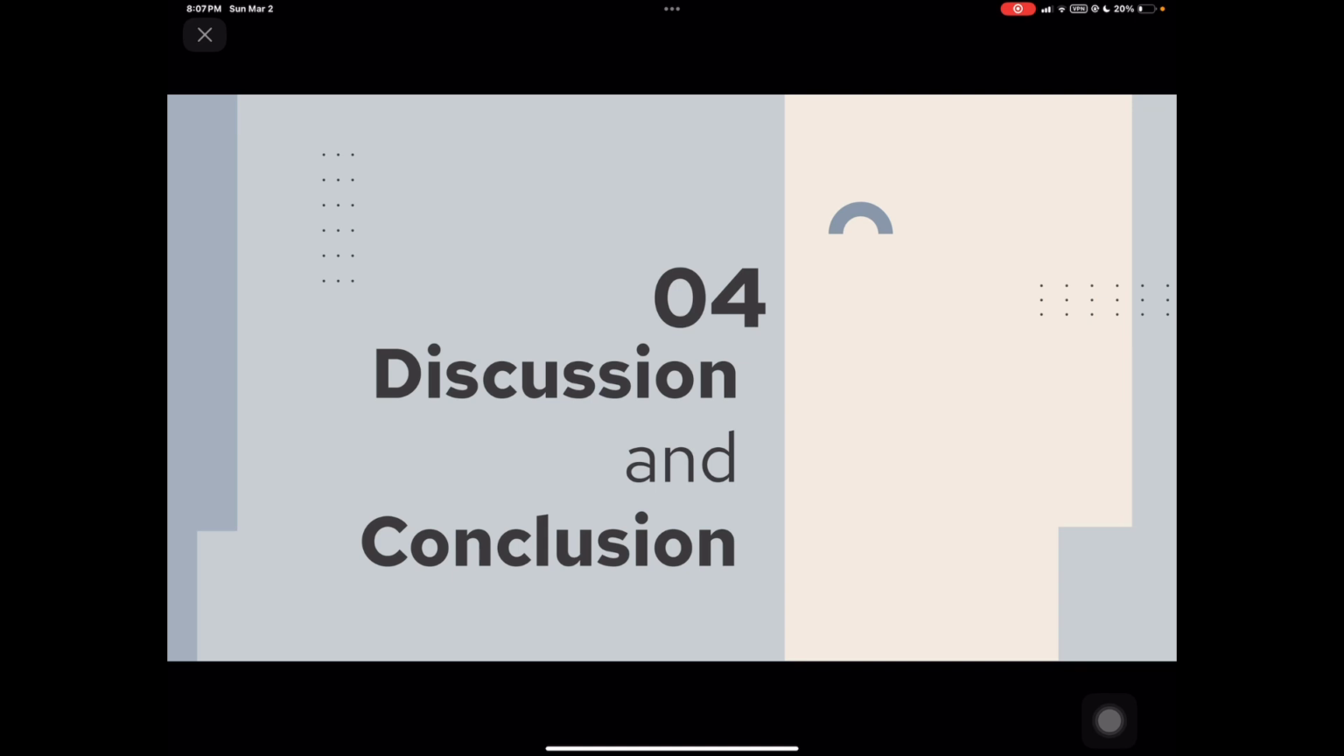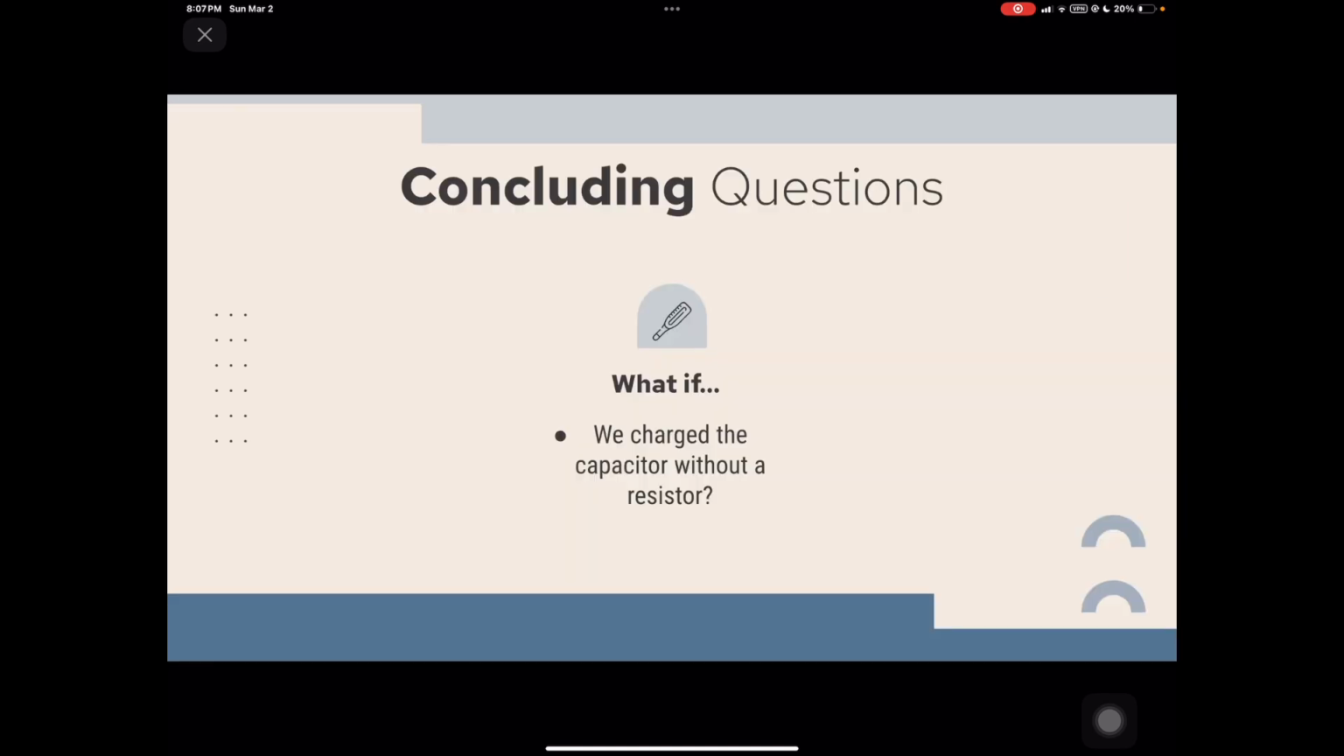Finally, we have a discussion and conclusion. So, concluding questions. What if we charged the capacitor without a resistor? Well, in theory, if we charged it without a resistor so it had no resistance, the capacitor could charge instantly. However, this isn't possible as we did actually have to have a resistor, and we won't ever have 0 resistance in our loop.